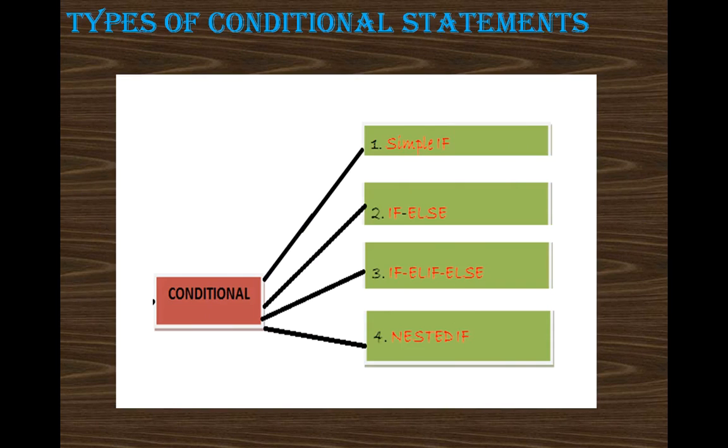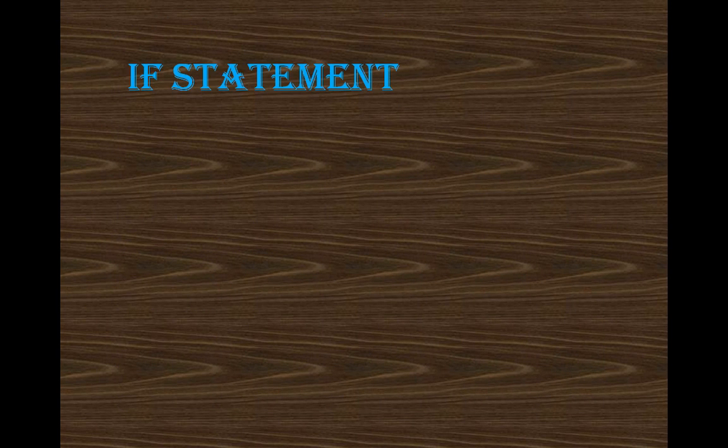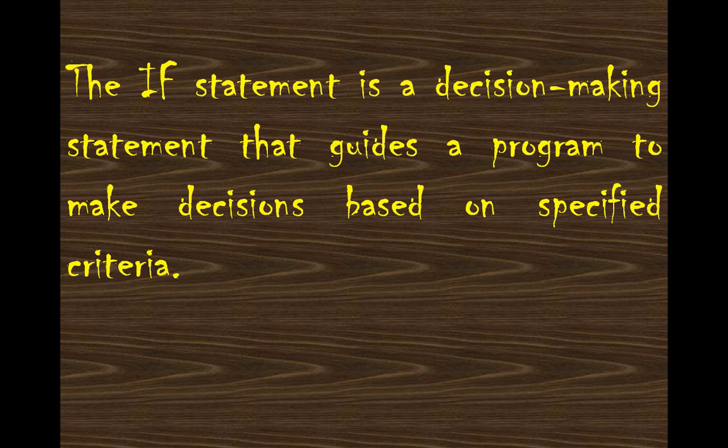Next are the types of conditional statements. Conditional statements or decision making statements are divided further into four parts: simple if, if else, if else if, and nested if. First we will discuss the if statement. The if statement is the most simple decision making statement. It is used to decide whether a certain statement or block of statements will be executed or not, only in case your condition is true. Otherwise, the execution won't take place.